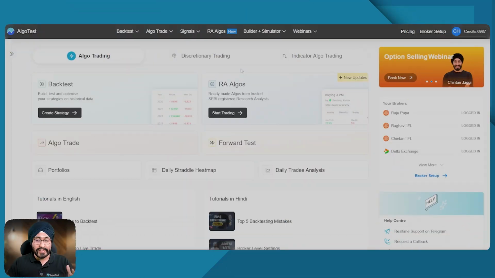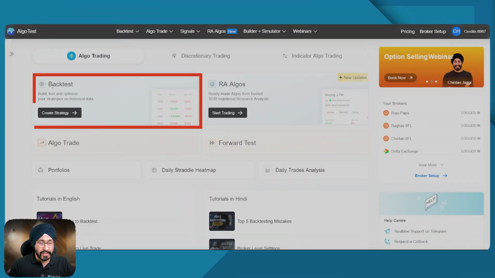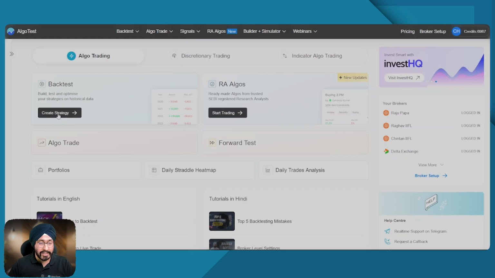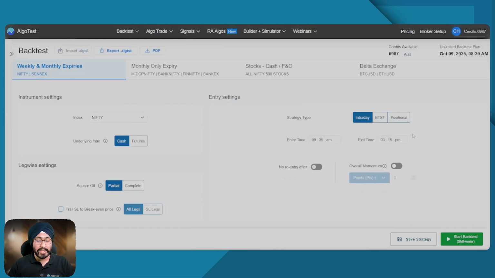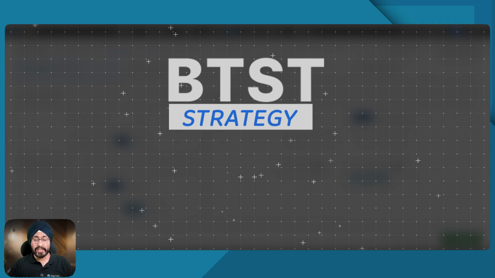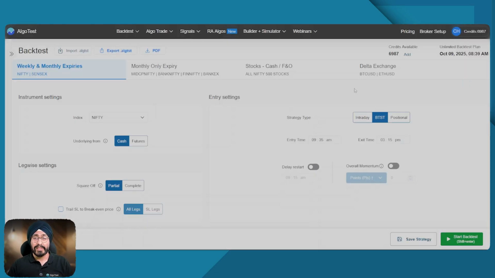So as you all know, this is our dashboard. Over here you can see backtest, and under backtest you see create strategy. So we're going to create a strategy which is a BTST strategy on Nifty. The idea is very simple. You create a range over 2 days, and if on the second day the range is broken, you buy or sell an option.